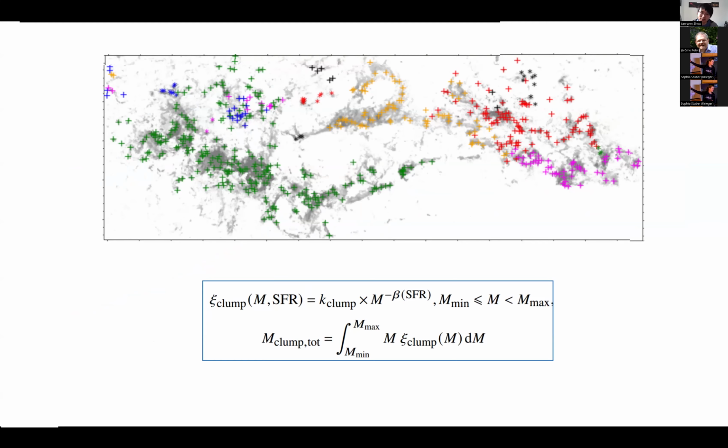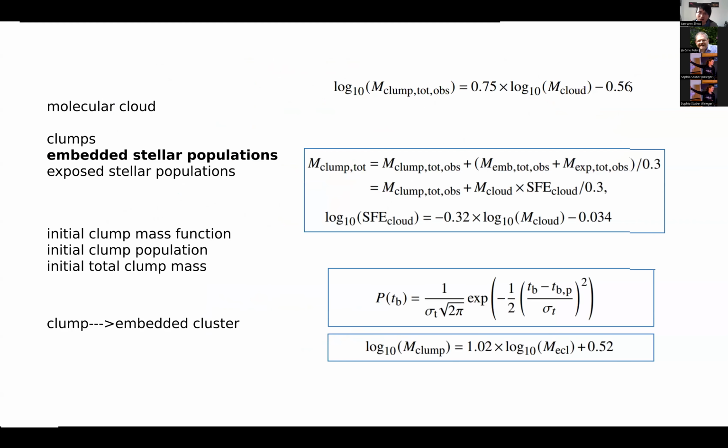So here we assume this inheritance between these two, and then through this the total clump mass and the clump mass function, we can generate the clump population for a cloud. However, currently these clumps are only the currently existing clumps.